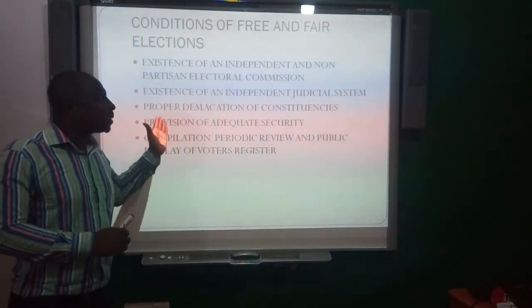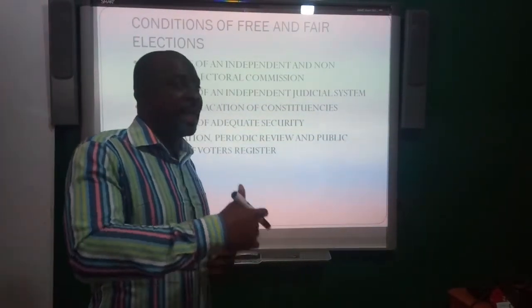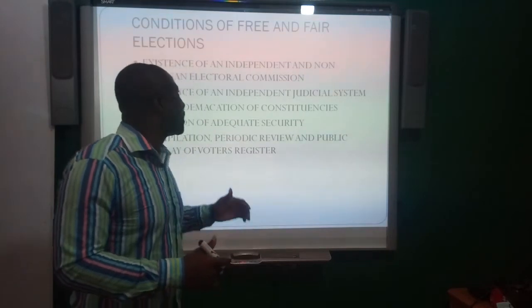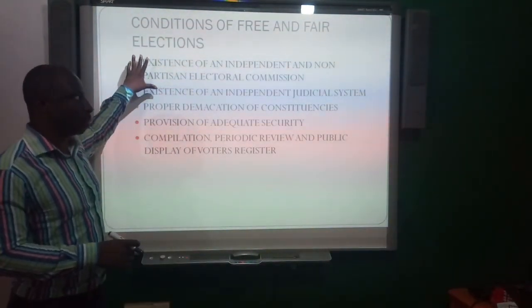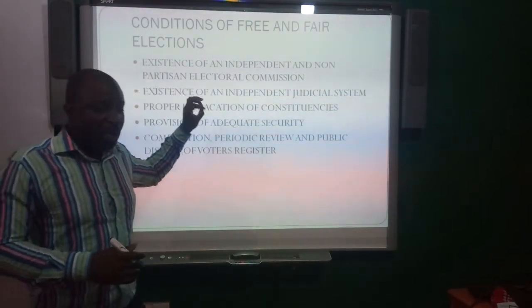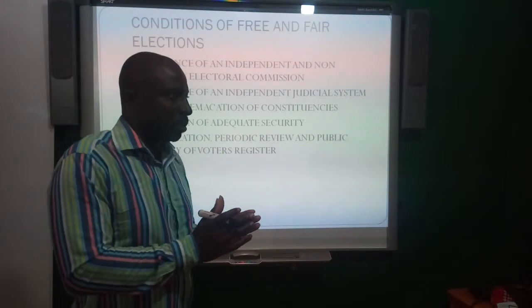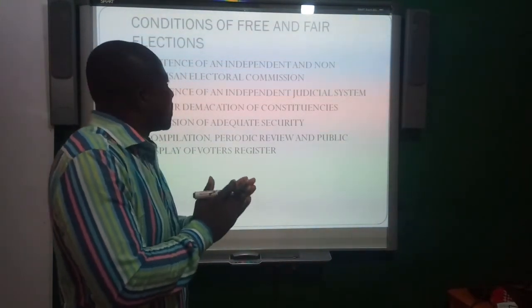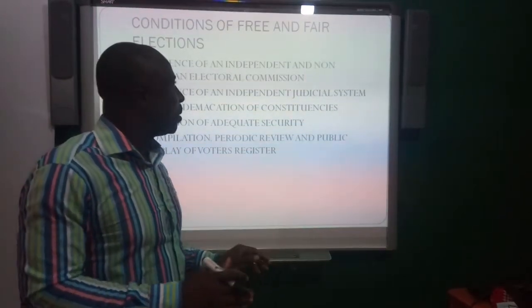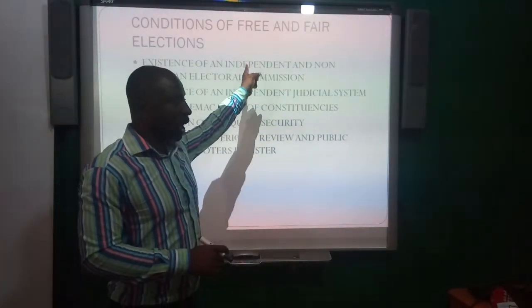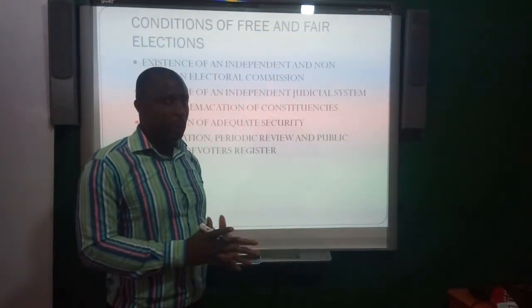In the conduct of election in the democratic state, the body that is constitutionally mandated to conduct or to supervise election in a state is the electoral commission. Before a country can have free and fair election, the commission should not be controlled by any other arm of government, whether the legislature, the executive, or the judiciary.